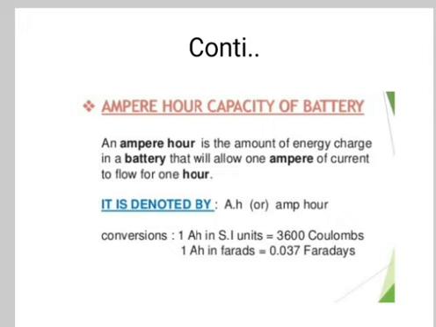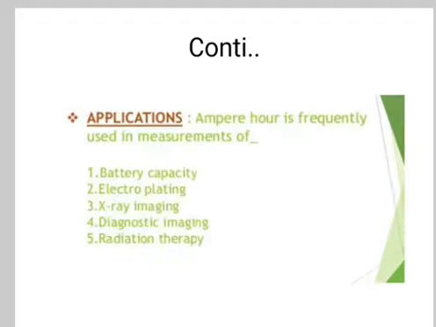Ampere hour capacity of the battery. An ampere hour is the amount of energy charge in a battery that will allow 1 ampere of current to flow for 1 hour. It is denoted by ampere hour. Conversions: 1 ampere hour in SI unit is 3600 coulomb, and 1 ampere hour in farad is 0.037 farads.